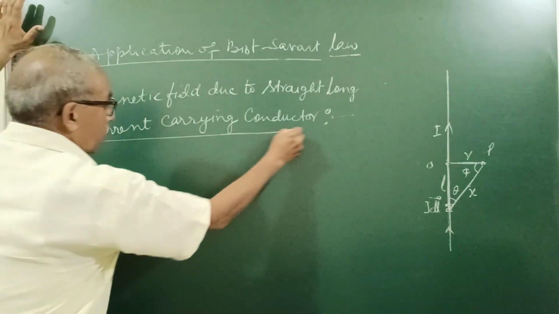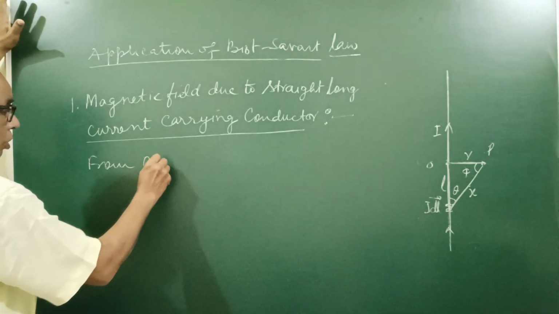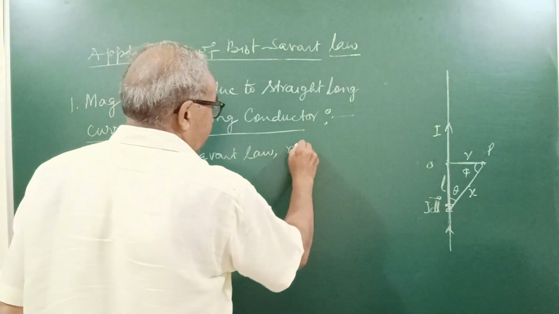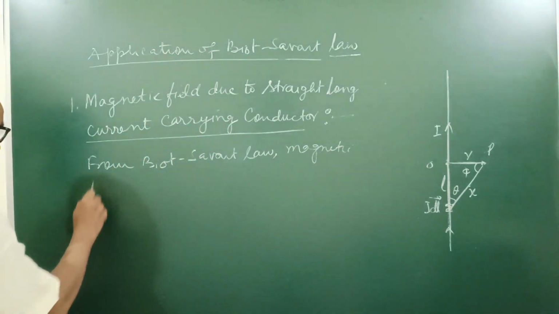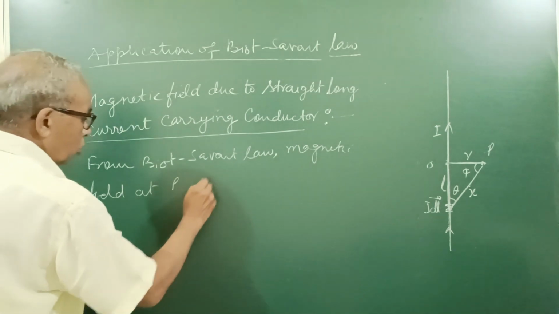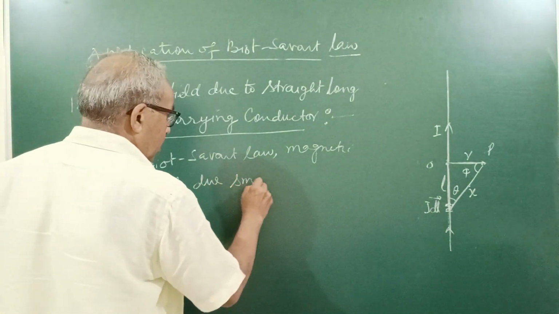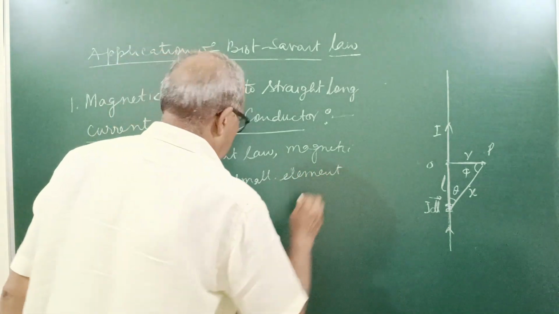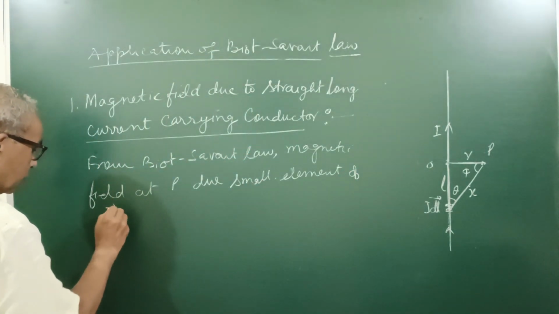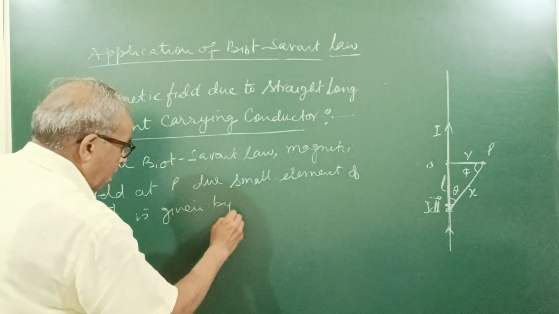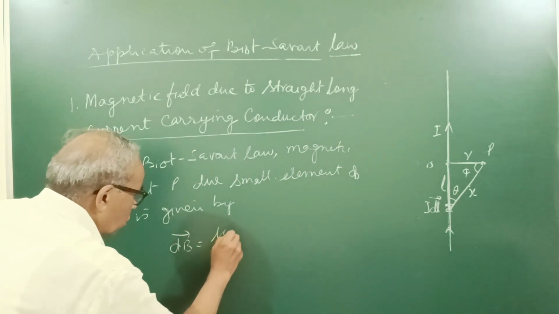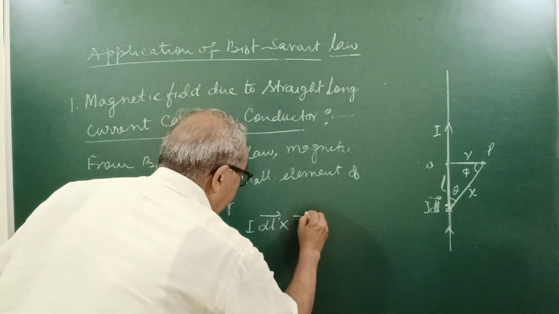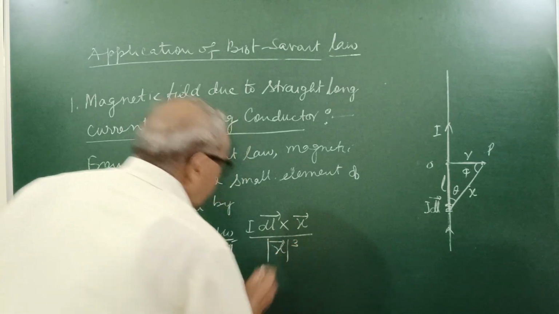So from Biot-Savart law, the magnetic field at P due to a small element of length dl is given by vector dB equals mu0 upon 4 pi, I dl cross x, now the position vector is x not r, upon modulus x cube. Please learn.